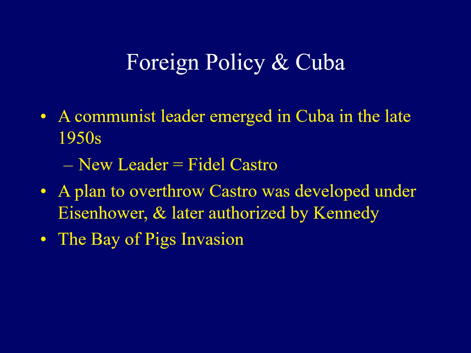When a communist leader emerged in Cuba in the late 1950s, the CIA came up with another plan to oust this individual. The leader's name was Fidel Castro, and Cuba was located only 90 miles off the shore of Florida. The plan was developed when Eisenhower was in the Oval Office, but authorized by John Kennedy. The series of events were known as the Bay of Pigs invasion.